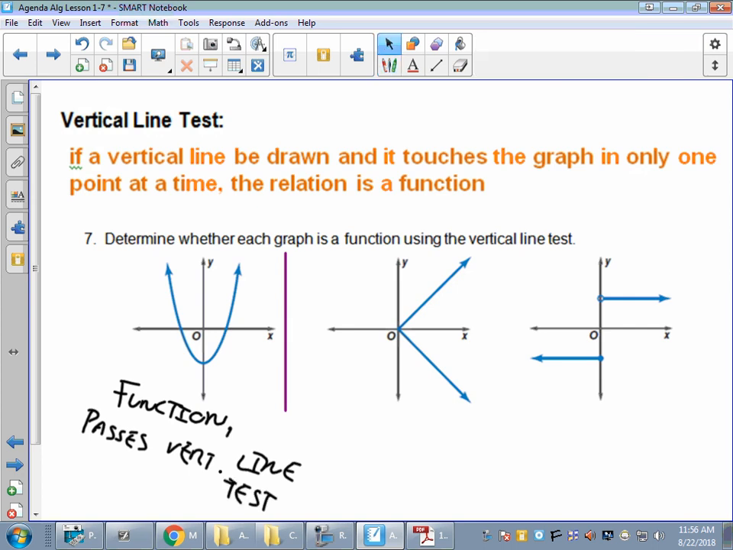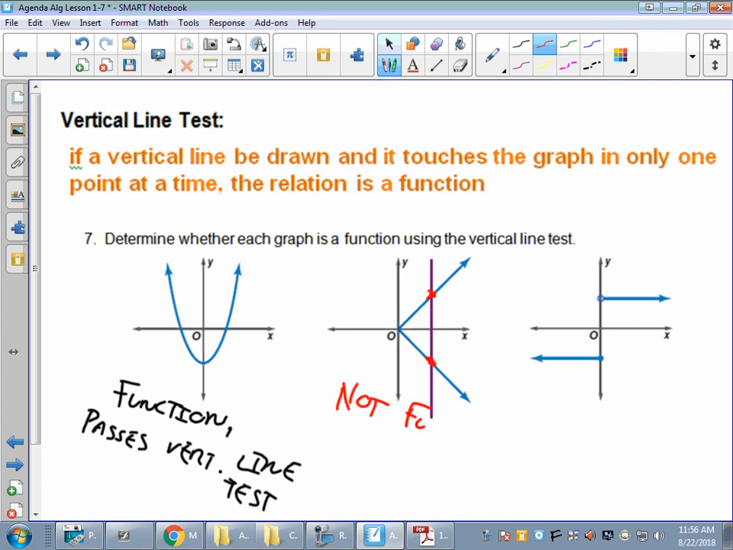Okay, so let's check the next one and see if it passes the test. So I bring this line over, and it's only crossing one point here, but as it's right here, we've got it crossing 2 points. As you can see, it crosses right here and right here. So that would be not a function because it doesn't pass the vertical line test.